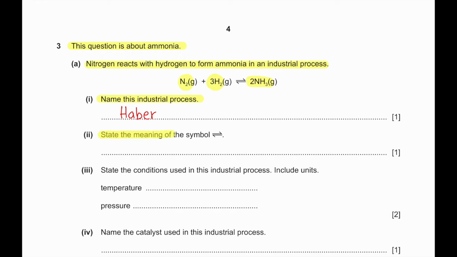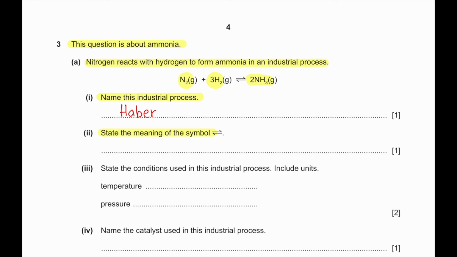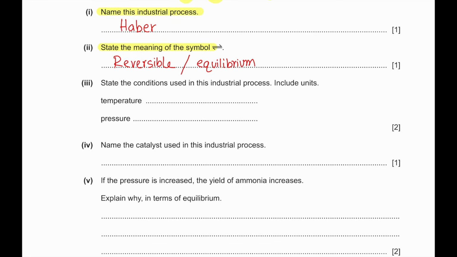State the meaning of the symbol. This symbol means reversible or equilibrium. State the conditions used in this industrial process. Include units. To do the Haber reaction, we require a temperature of at least 450 degrees Celsius and a pressure of 200 atmospheres. So 200 atm.